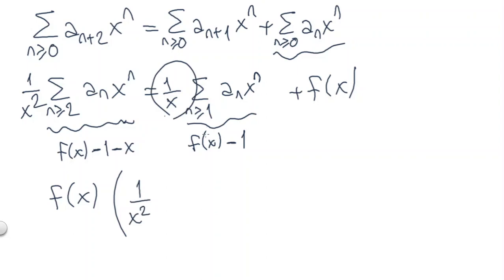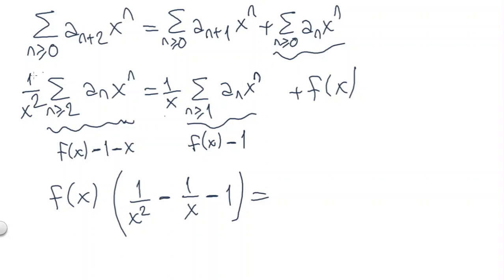This thing has 1 over x f(x), so it's just minus 1 over x. I send it to the left side. And this one is just 1 f(x), so this is minus 1. So this is all of the terms that have an f(x).